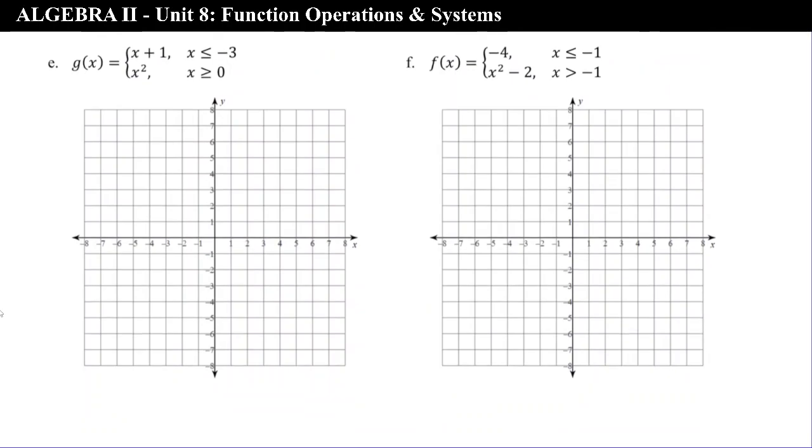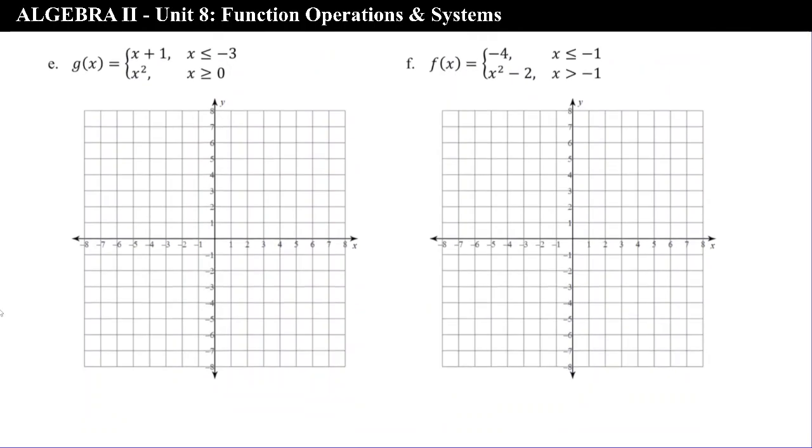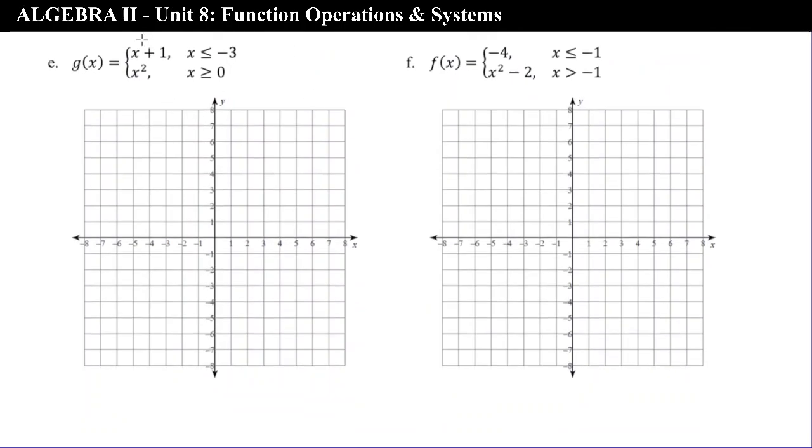All right, let's go to the next 2 examples. We have these 2 pieces. So let's start off with the x squared part, okay? So this is when x is greater than or equal to 0. So we're going to have a point at 0, 0, and then we're just going to follow the sketch of a parabola just on this side of it. It's not stretched, it's not compressed, and it's not translated, so that makes it fairly simple.